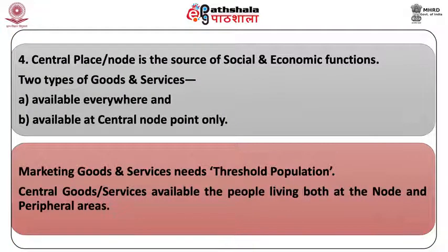That shows the importance. Now the fourth point is that the central place is the source of various goods and services. That itself is very important, which means that there are certain services which are available everywhere, and there are certain services which are not available everywhere. The goods and services which are not available everywhere are located at the central places. In a very simple sense, this is the meaning of the sources of goods and services which are extended by the central place to the dependent settlements.